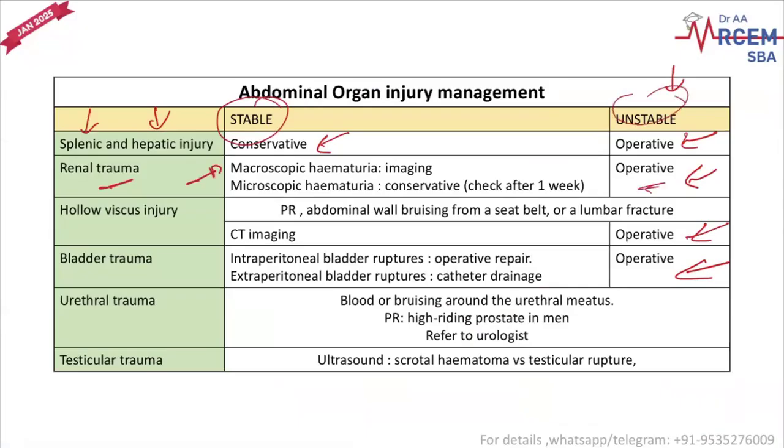If you are suspecting renal trauma because the patient has hematuria which is visible to your eye, known as macroscopic hematuria, then imaging will be required. That is, a CT KUB needs to be done. Depending on the findings, you need to inform the urologist, and they will take a call.